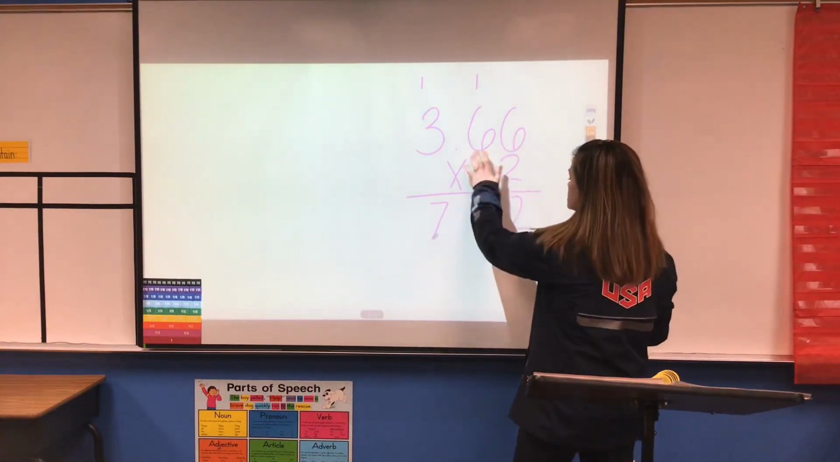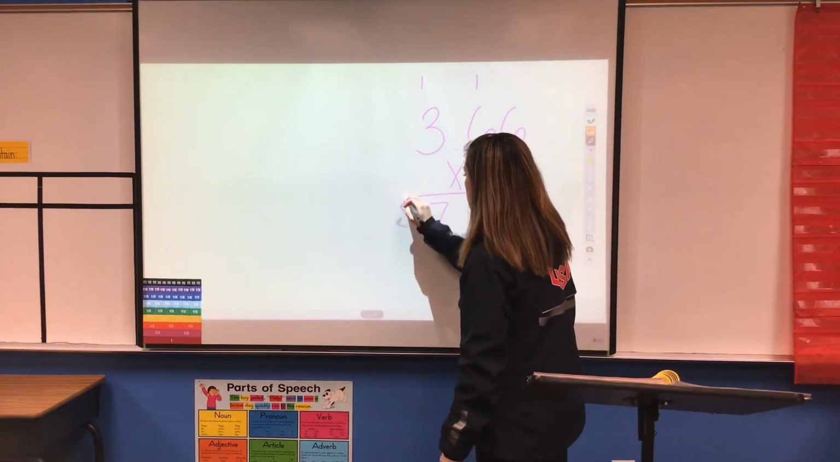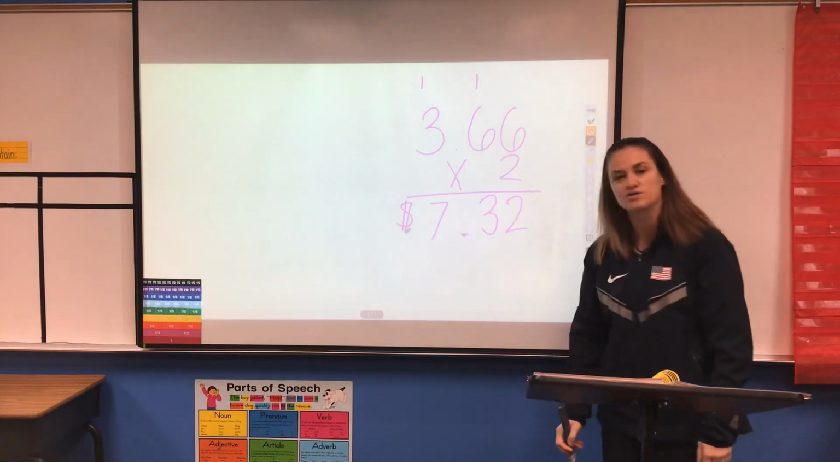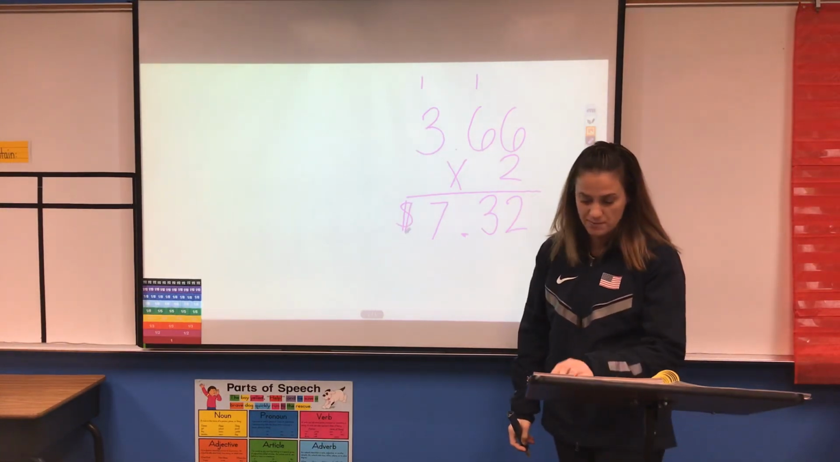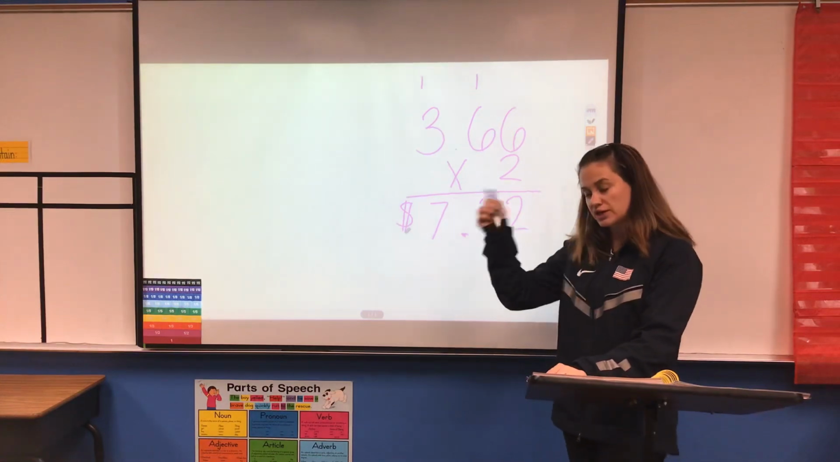We don't want to forget our decimal point. We've got the 2 numbers after, so we're going to put our decimal point there. And you should get $7.32. Good job, guys.